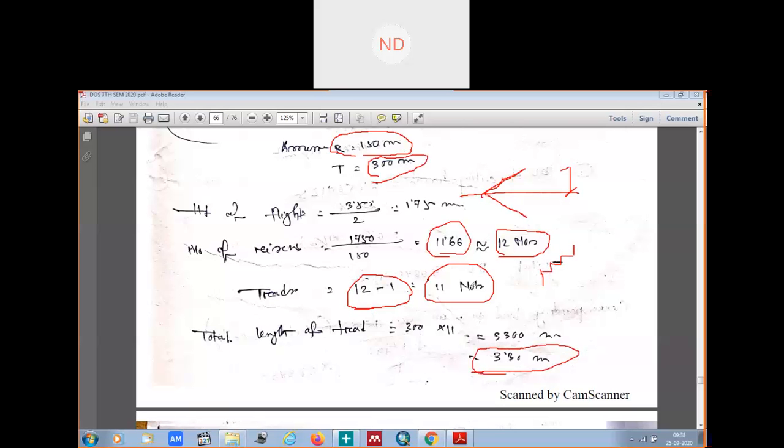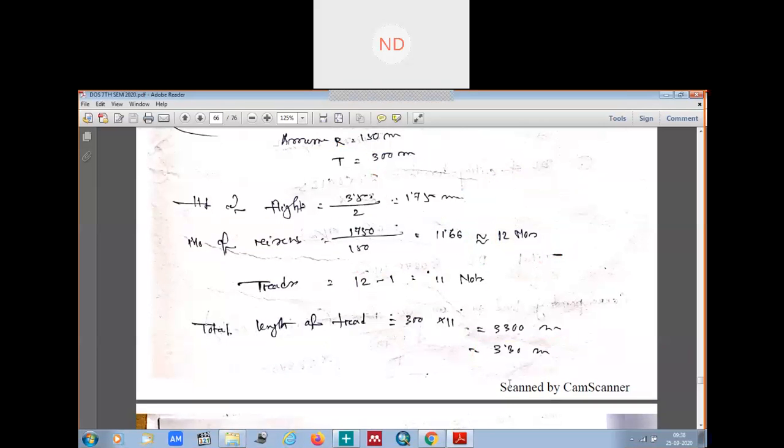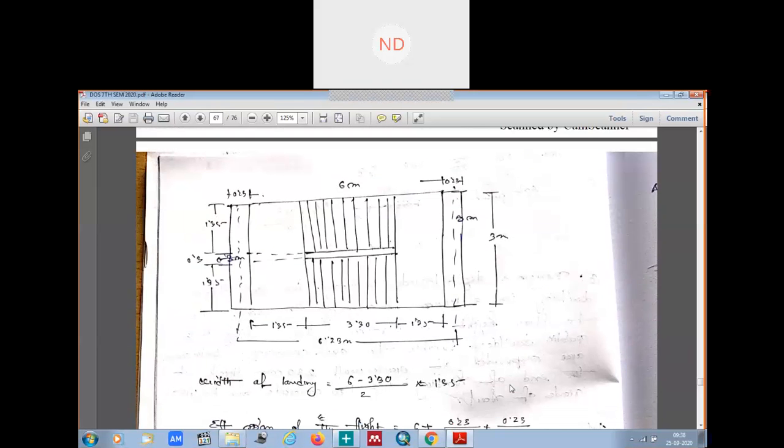So now we can also find out the width of the landing. Once we know the total length of the tread, 3.30, I'll show you here. If you see this figure, this is the plan. These two are the flights.